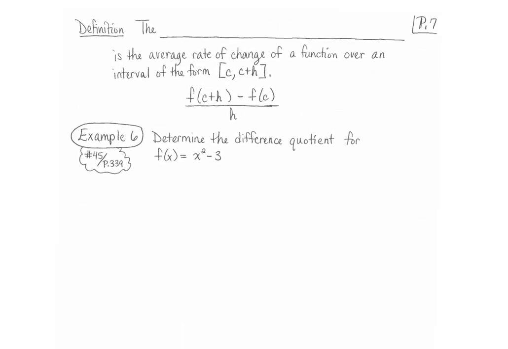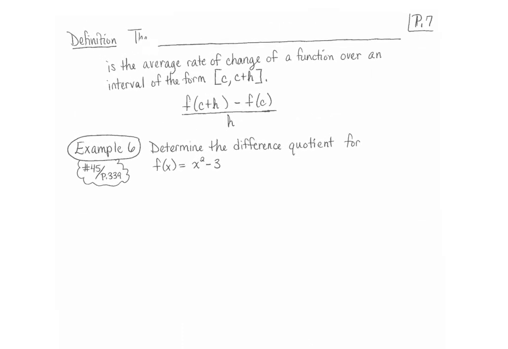So definition. The difference quotient. You remember this kind of problem? Yes. Okay, good. The difference quotient of f at c with increment h is the average rate of change of a function over an interval of the form c to c plus h. And if you want to use what you had before, you would do x to x plus h. Okay, so this is the formula. You got to know it.